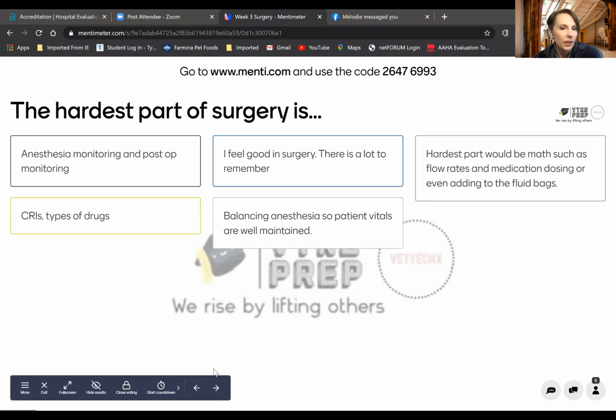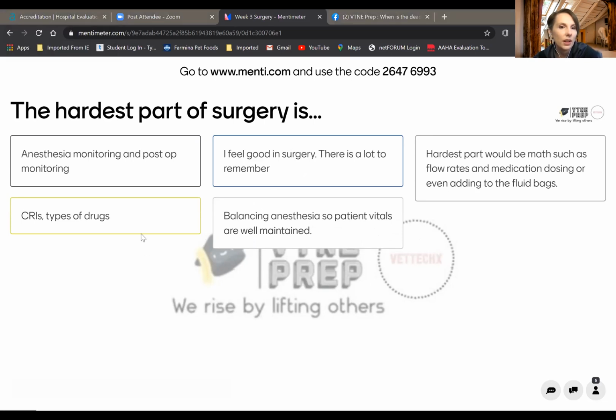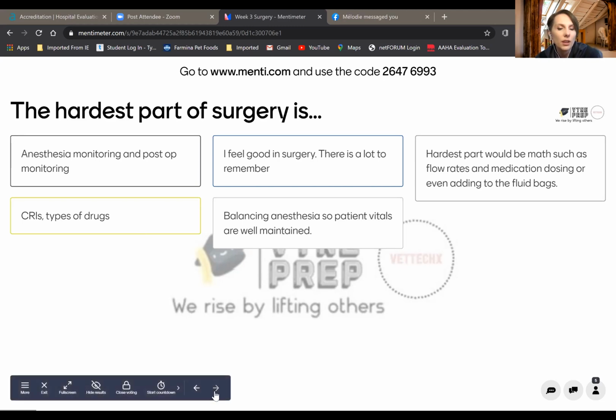Okay. Oh, you guys already got to it. All right. So the hardest part is surgery, anesthesia monitoring and post-op monitoring. Is that mainly values or them being up and down? Hardest part would be math, such as flow rates, medication doses, and even adding the fluid bags, CRIs. Oh yeah, balancing anesthesia and patient vitals. Awesome. Okay. And that can be helped with certain anesthetic drugs.